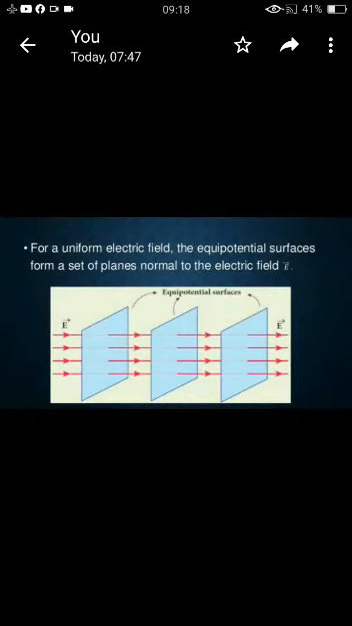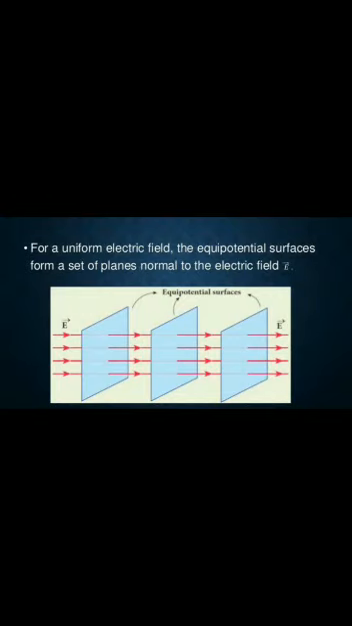Next, let's move on to uniform electric field. For a uniform electric field, the equipotential surfaces form a set of planes normal to the electric field E vector. That is, the red lines that you could see are your uniform electric field, and you could see three planes which are normal to the electric field. These three planes are the equipotential surfaces for a uniform electric field.